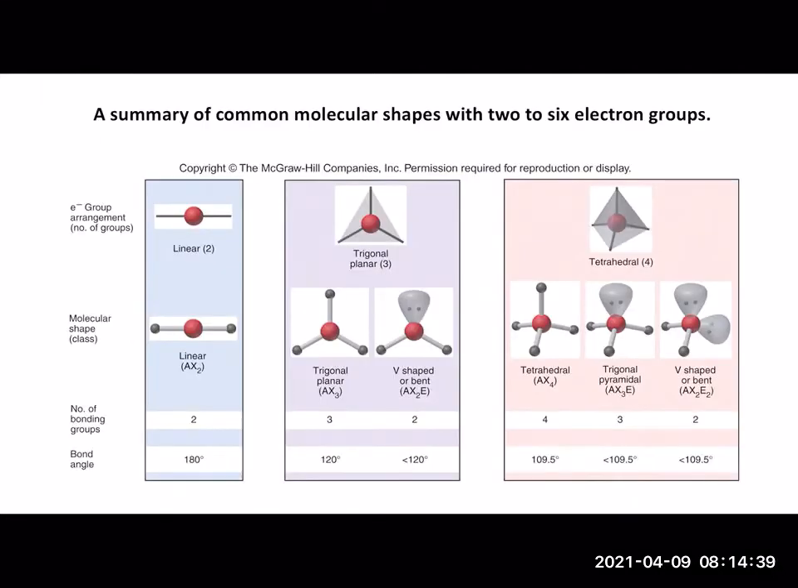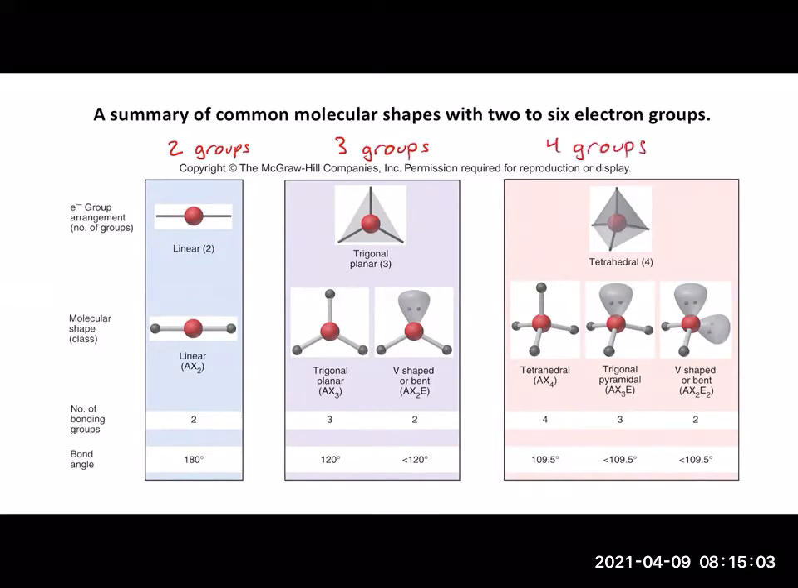Now let's look at these actual groups and the different ones they make. So here we see the first three possibilities. We see when we have two groups, three groups, and four groups.